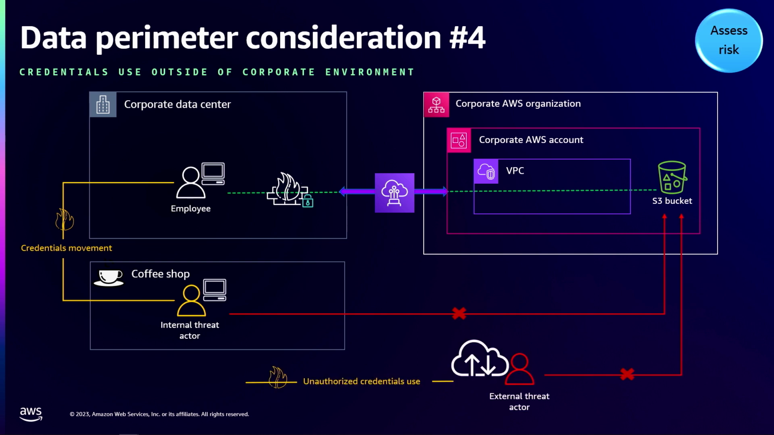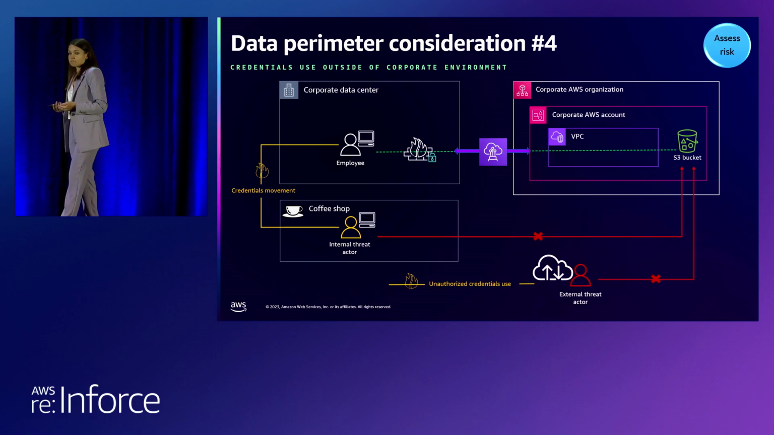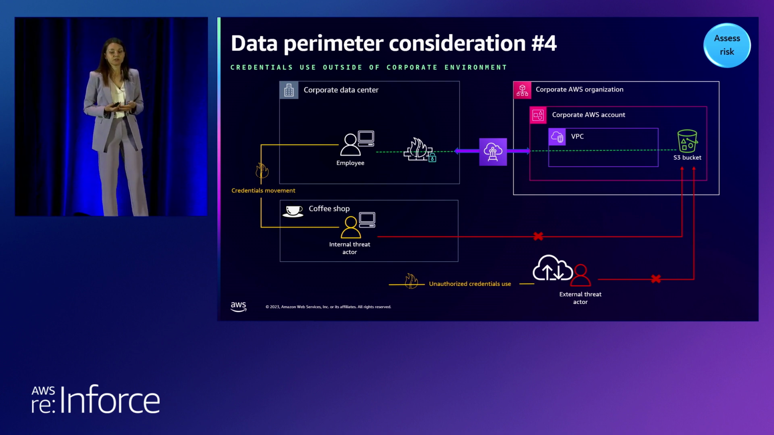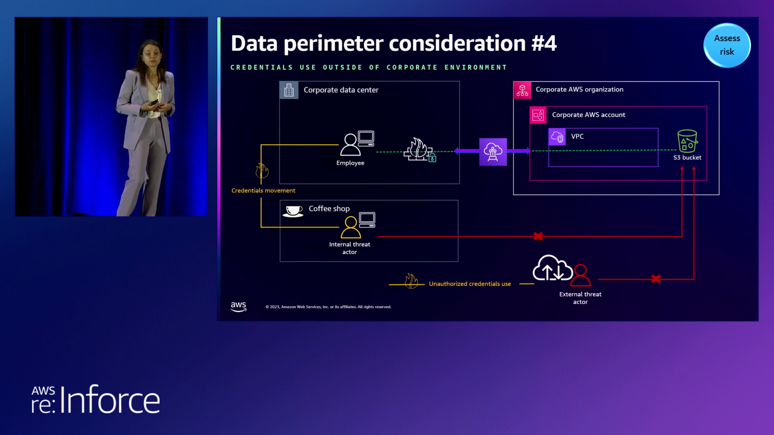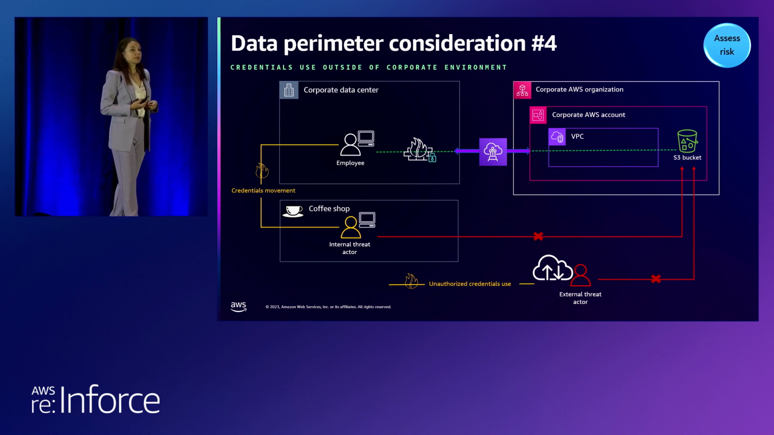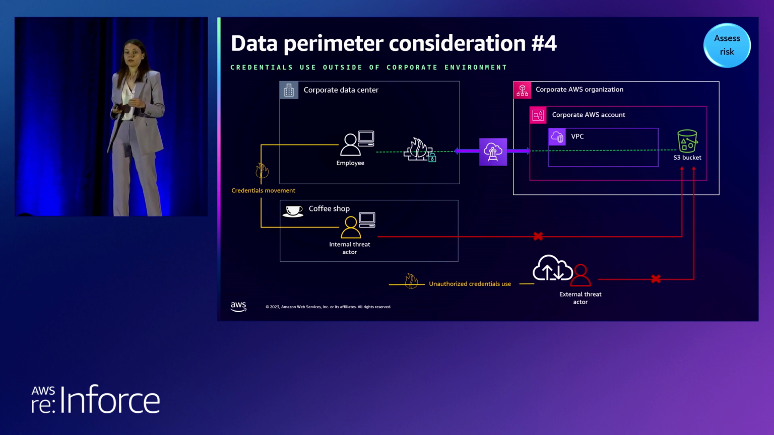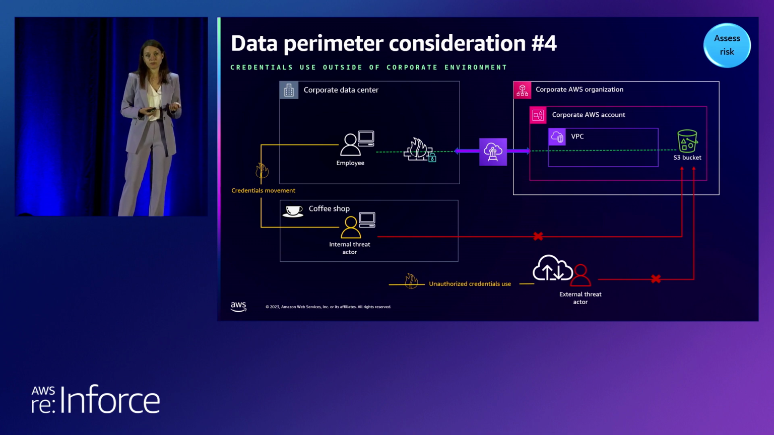Another scenario here could be your developer accidentally pushing your corporate credentials into the public GitHub repositories. External actor gets hold of those credentials and now tries to use them to access your resources. So data perimeter controls can be used to prevent that from occurring, even if that initial credentials exfiltration happens.